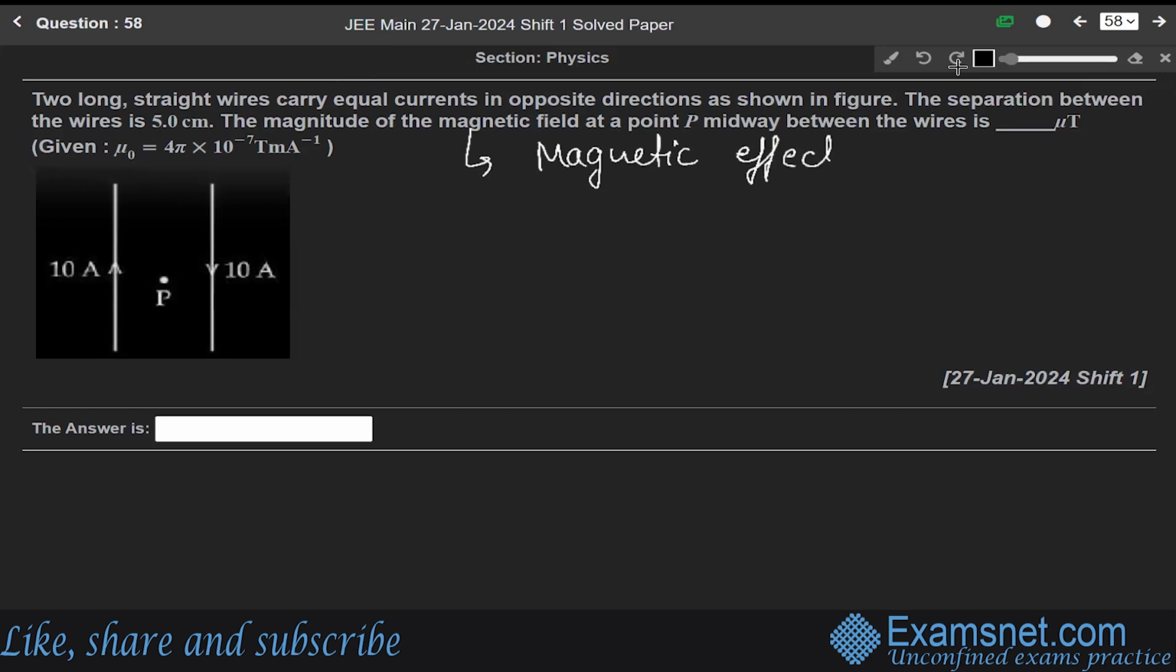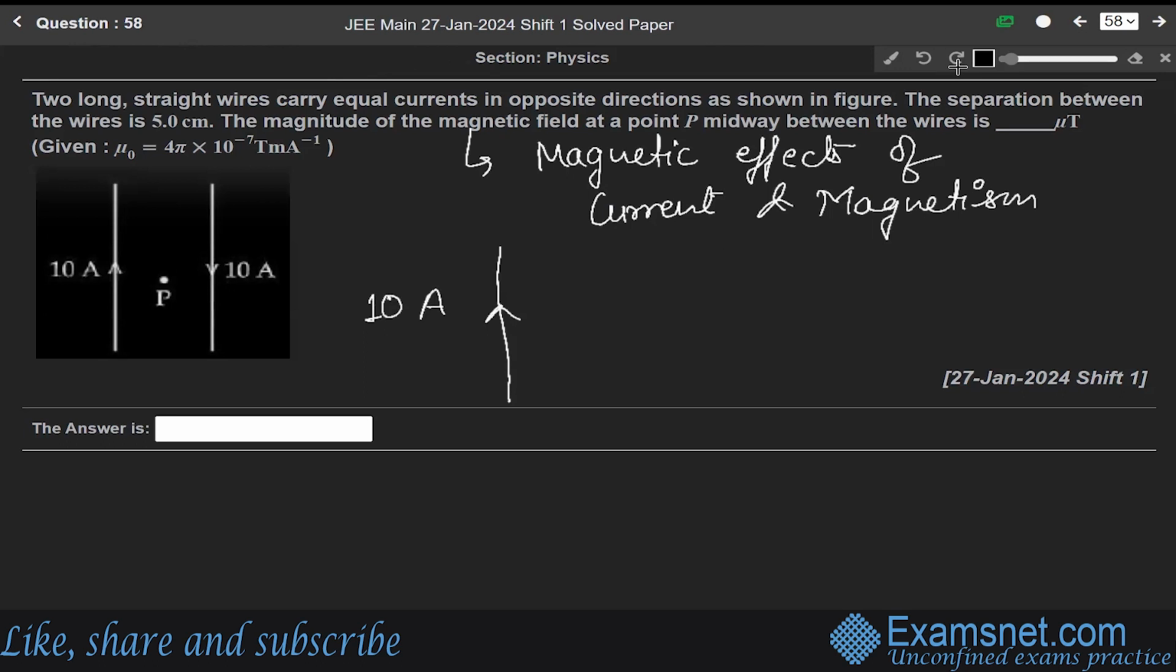Magnetic effects of current and magnetism. Okay, according to this question, there are two wires. This is carrying a current of 10 ampere and there is another wire which is also carrying a current of 10 ampere, and the direction of current in both the wires is opposite, and here is a point P. The distance between the wires is 5 centimeter. So the distance from one wire will be 5 by 2 centimeter. Now we have to find the magnetic field.